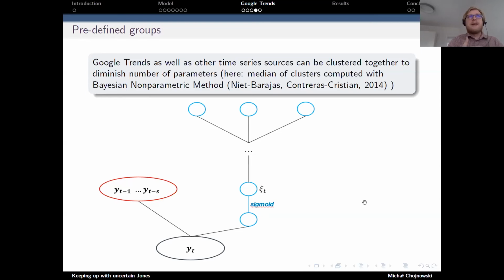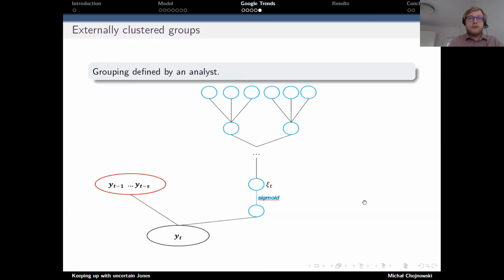So we can have the predefined aggregation that we want to use here, but we can also have external cluster groups. So I can, as an analyst, decide that those Google Trends go together, and I allow the artificial network to cluster them together, but not choosing what kind of clusters they are.